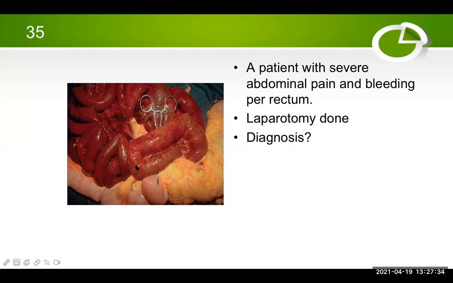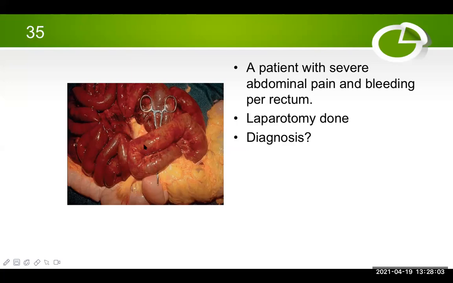When the superior mesenteric artery or inferior mesenteric artery is blocked, then this type of feature develops in the bowel. Mesenteric ischemia, and this is the typical clinical feature: severe abdominal pain, and then there is bleeding from the rectum. This is fresh, a bit darker type of blood, but this is not melena. Melena is a different type of bleeding.